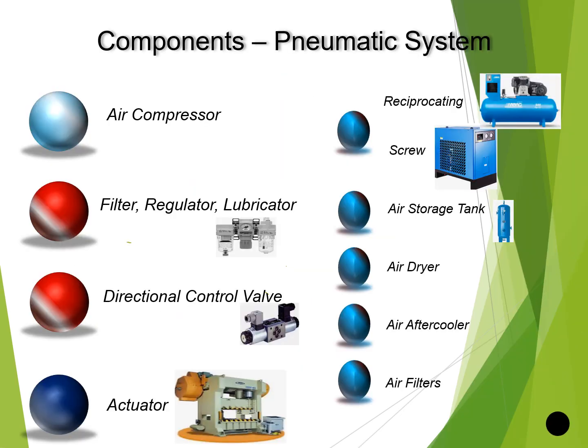The components of a pneumatic system can be divided into three major parts. 1. Generation of compressed air. Second, conditioning of the compressed air we have produced. And third, how do we use this conditioned compressed air. I have used three different colored bullets to show these three different stages. One color is for generation, second color is for the conditioning, and third is for usage.